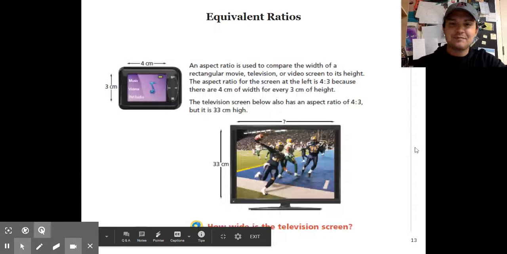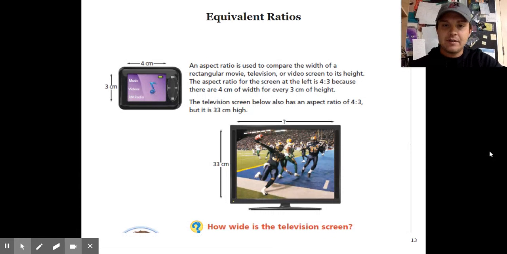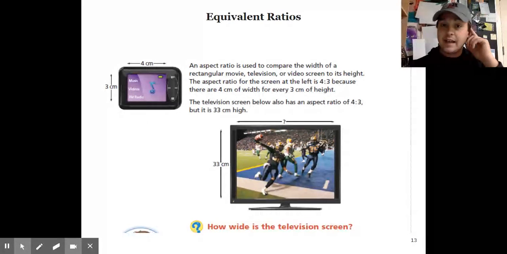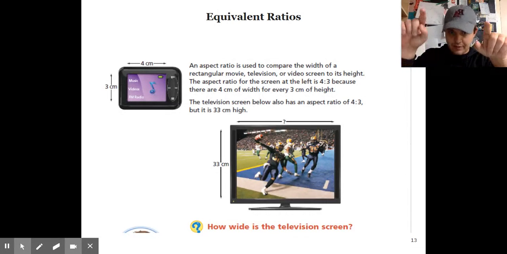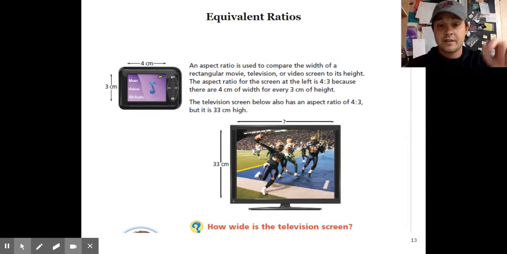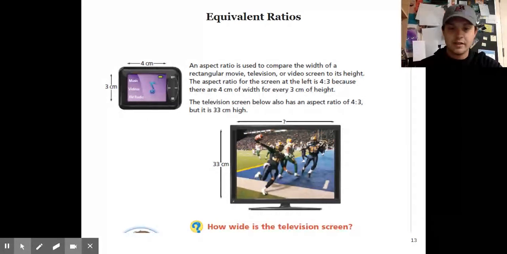All right. So an aspect ratio is used to compare the width of a rectangular movie, television, or video screen to its height. The aspect ratio for this screen on the left is 4:3 because there's 4 centimeters of width for every 3 centimeters of height. The television screen below also has an aspect ratio of 4:3, but it is 33 centimeters high. So the question is, how wide is the television screen?